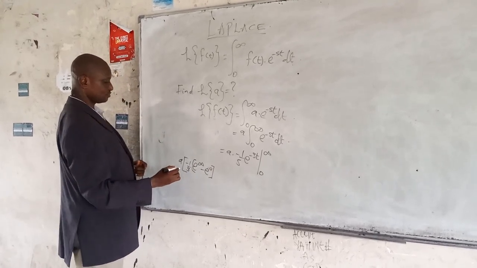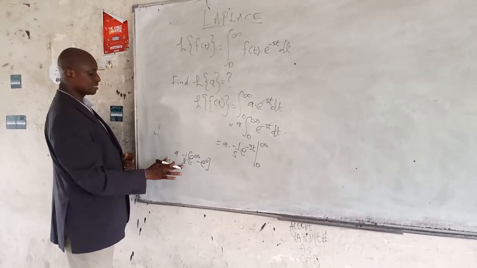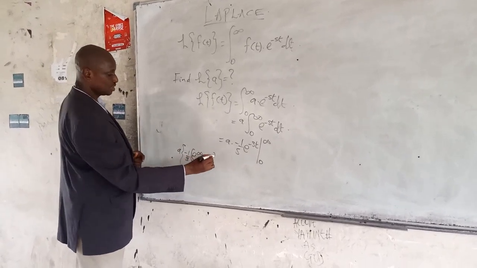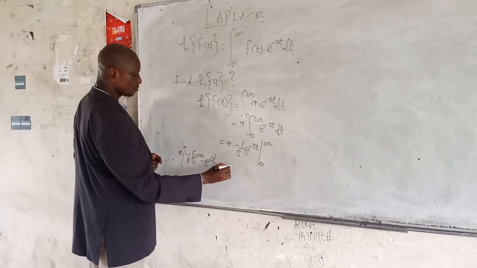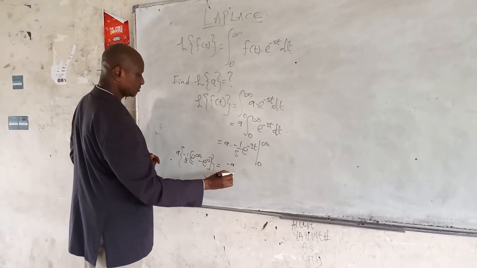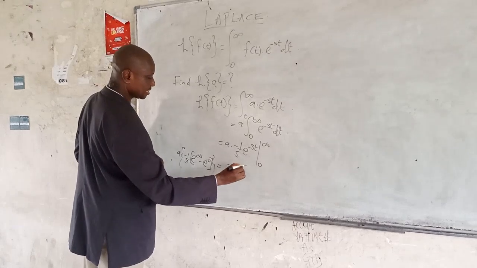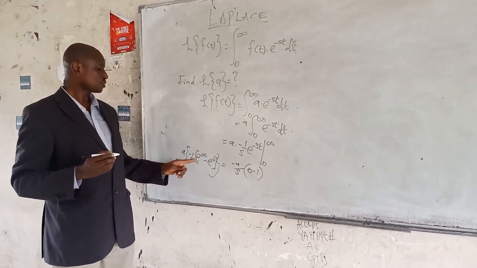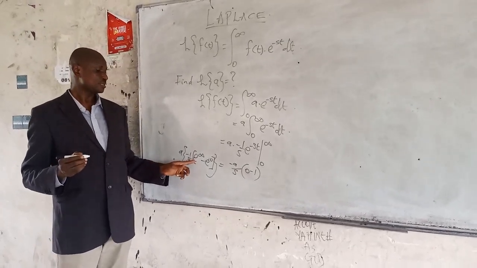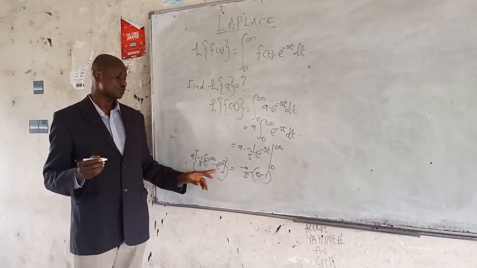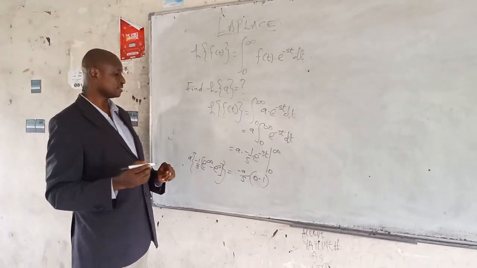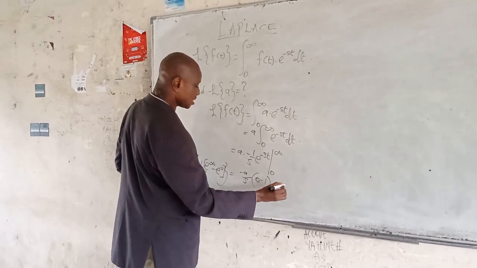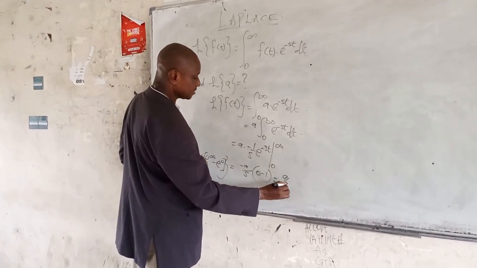So at this level, of course, the brackets are two in nature. This gives us minus A divided by s, bracket 0 minus 1. Any function to exponent infinity tends to 0. Function to exponent 0 tends to 1. So when we open the bracket, we will have A over s.